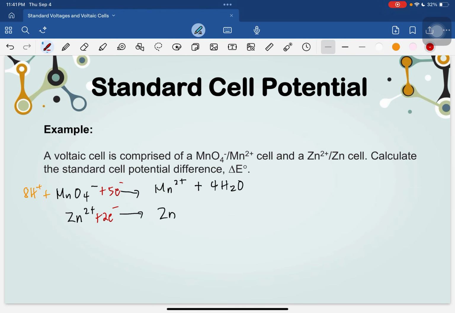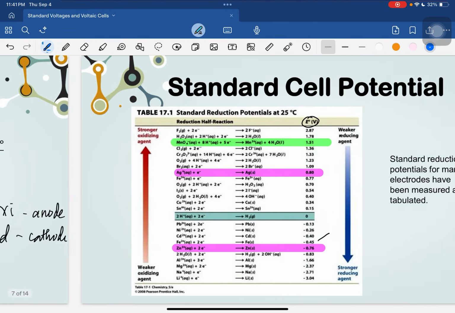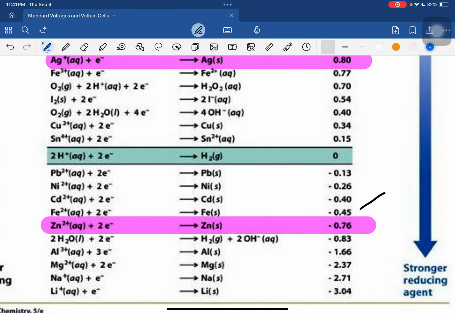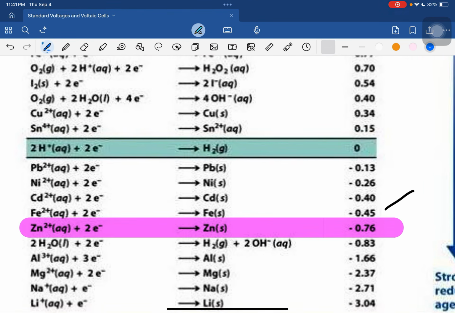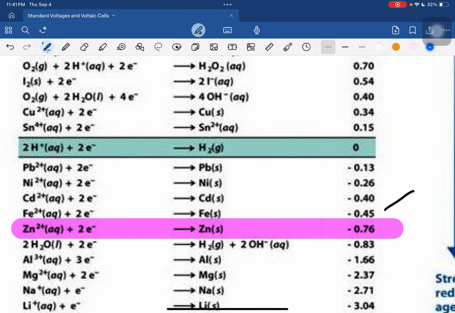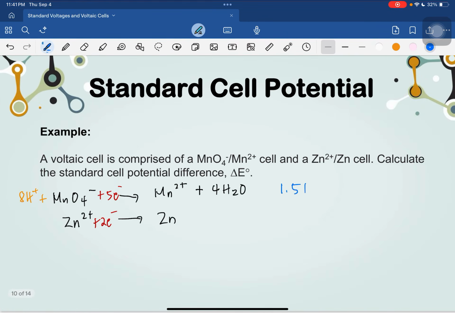So this is equal to 1.51. And for the zinc side, let's look for zinc. Here we go. We already highlighted it a while ago. That's negative 0.76. And as we've said, the more negative will be our oxidation side. So this is where oxidation occurs, and this will be our reduction side.